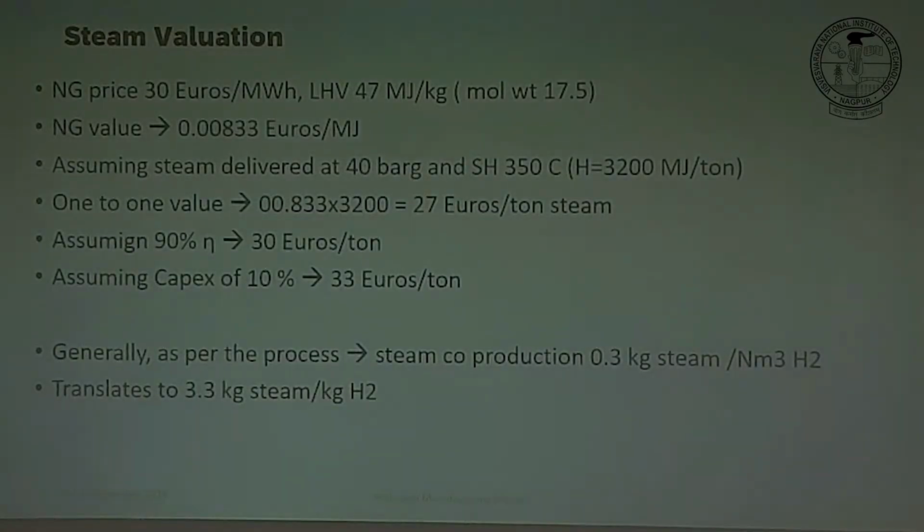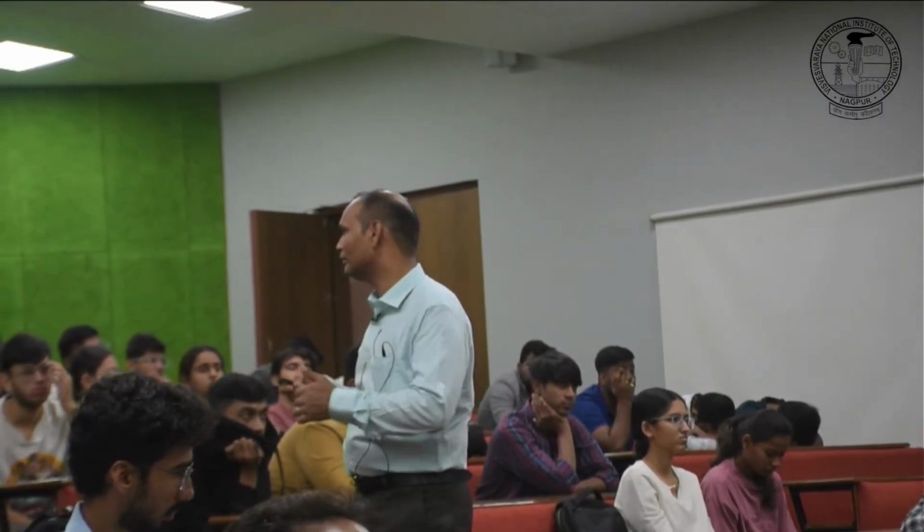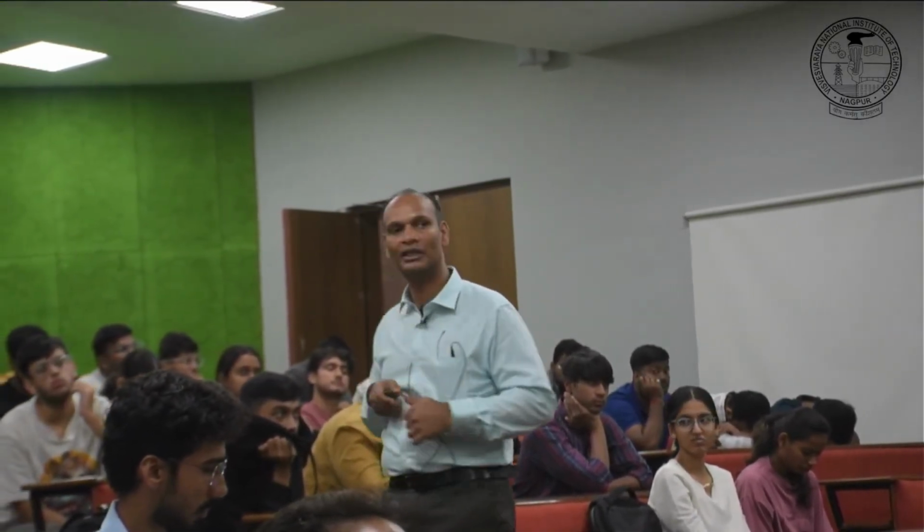And generally, we co-produce steam with hydrogen, right? And how much is it? Generally, for these parameters that we selected, it is somewhere around 0.3 kg steam per 1 normal meter cube of hydrogen. If you convert normal meter cube to kilogram, you end up with 3.3 kg steam per kg hydrogen. What we are trying to do here is, with 1.5 euro per kg as our hydrogen price, establish how much money we can get from steam and reduce our production cost of hydrogen.